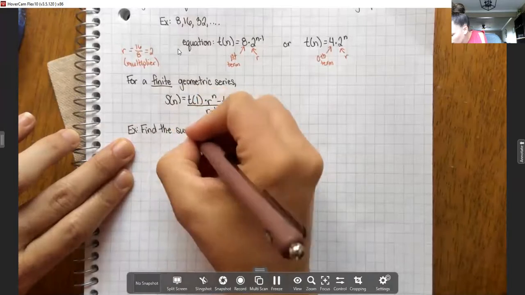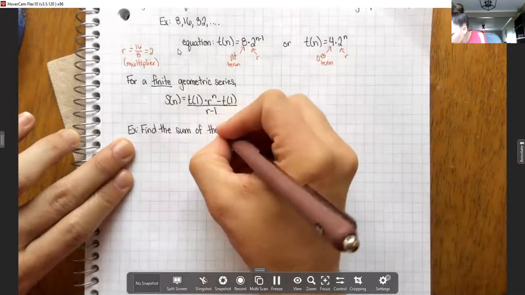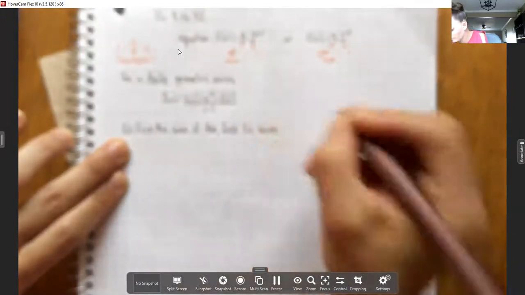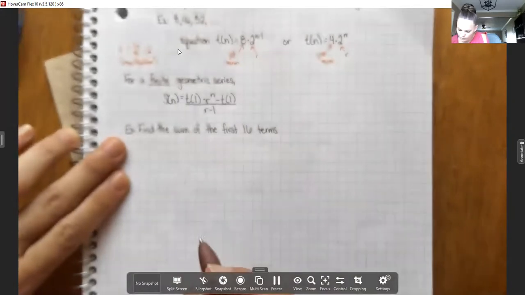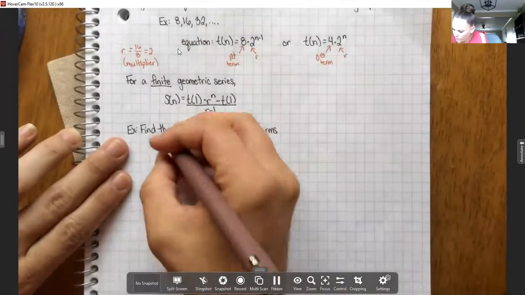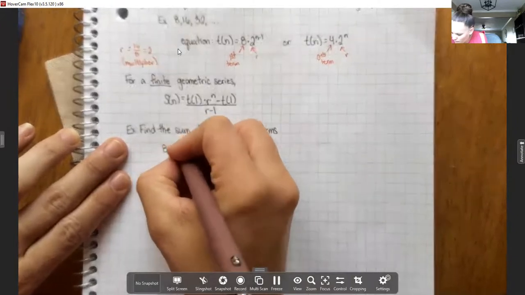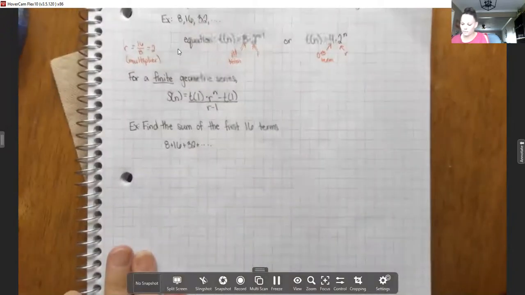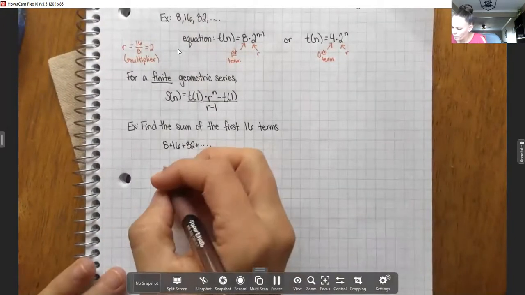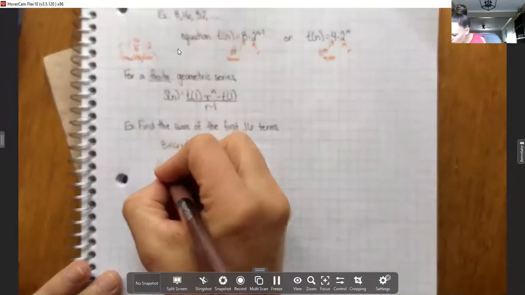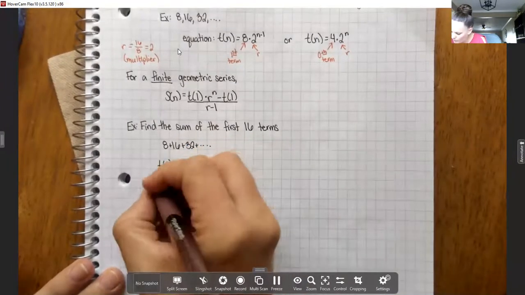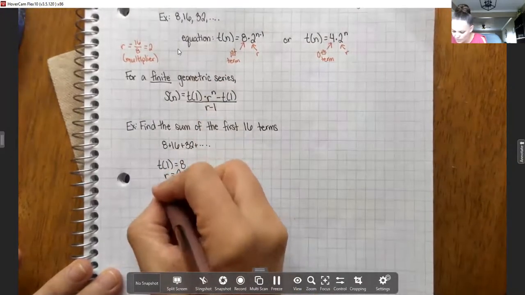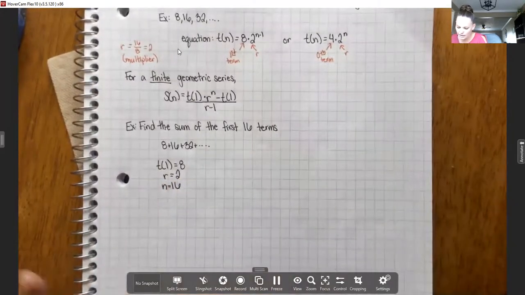Find the sum of the first 16 terms. So 8 plus 16 plus 32 plus ... And we want 16 terms. So we need to know t of 1, which we already know is 8. We need to know r, the multiplier is 2, and then n is how many terms we have, which is going to be 16.